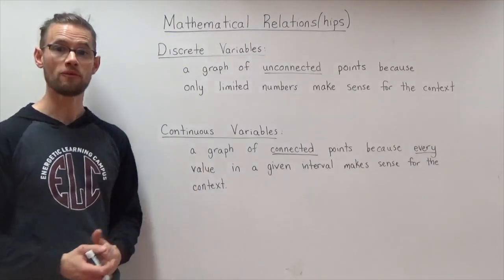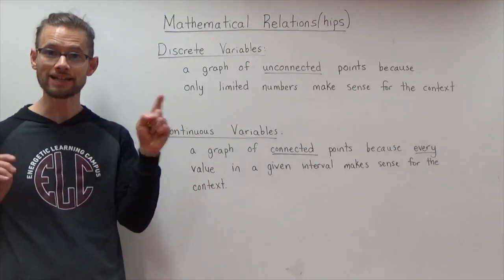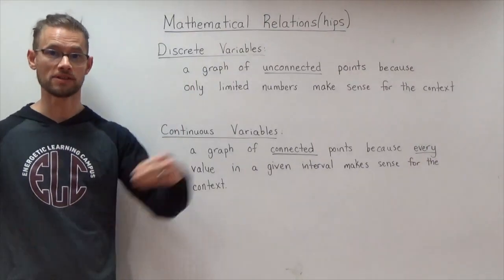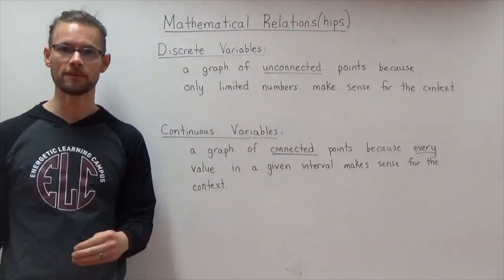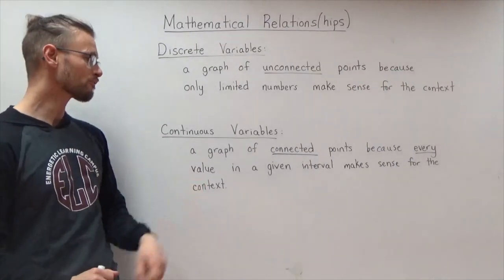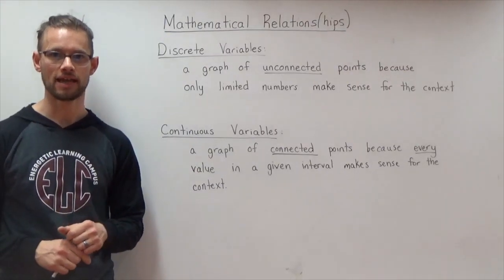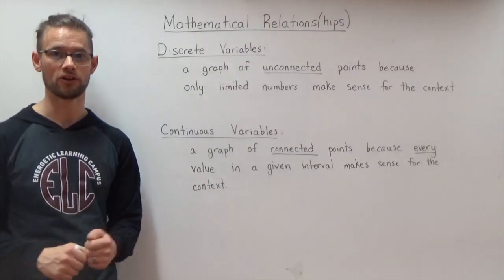Sometimes, though, we have what's called continuous variables. And that's just a graph where you connect points over a given interval. Sometimes from infinity to negative infinity, but sometimes only within a range of values because every value in that interval makes sense for the context. And we're going to look at a continuous graph in our next example.